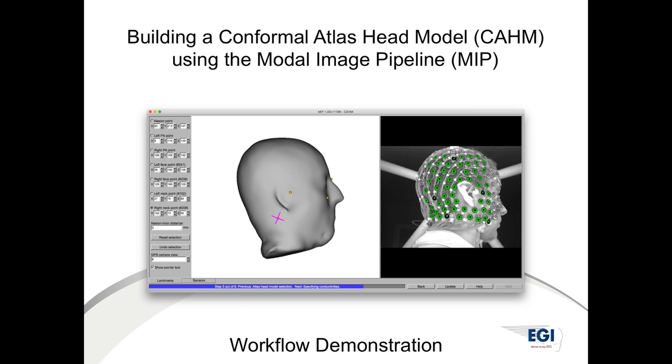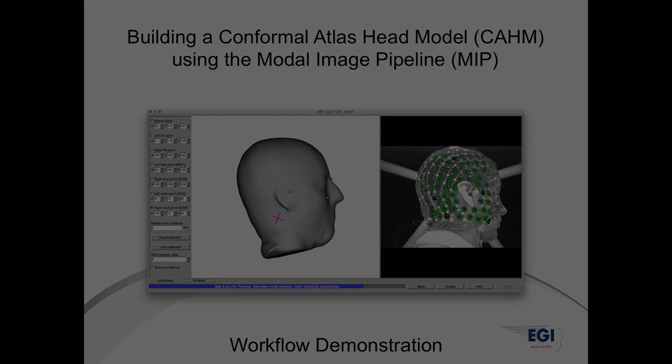Welcome to the technical demonstration of EGI's recommended workflow for building a conformal atlas head model in the modal image pipeline, or MIP. For this workflow, you must have GeoSource 3.0 Intermediate or Advanced. Before you begin, you must have a solved geodesic photogrammetry file for your subject or patient. In this workflow, the 3D sensor positions from a given individual are used as the geometrical target for warping a given atlas.